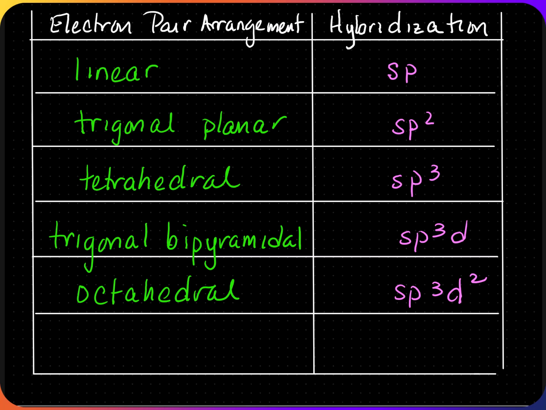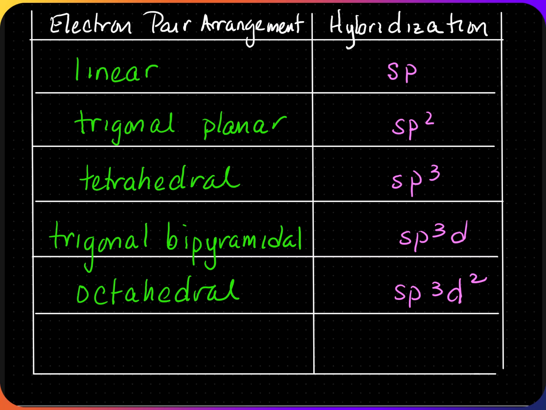That's 5. Octahedral has 6 bonds and 0 lone pairs, or 5 bonds and 1 lone pair, or 4 bonds and 2 lone pairs. They all add up to 6, so this is octahedral. So we need to fill the s first, and then 3 p's, and then I need 2 d's to get 6. We look at the electron pair arrangement.